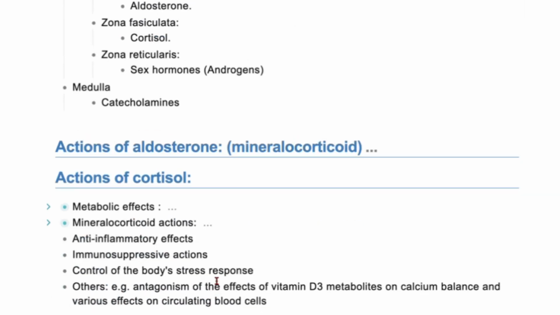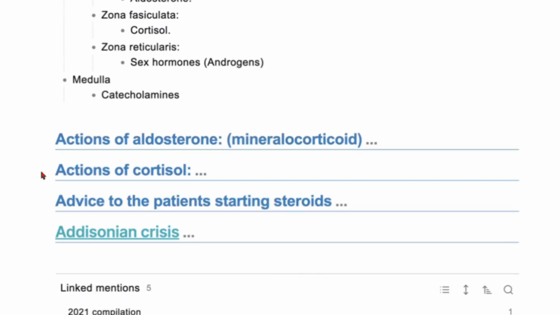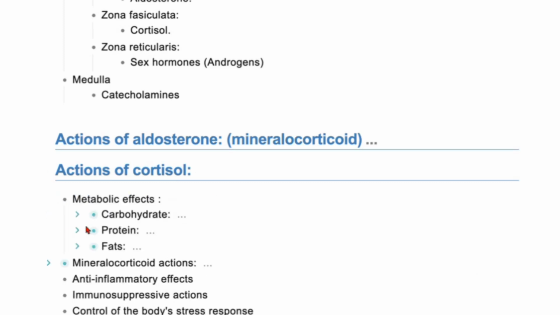and water excretion. Other things are it's increased in stress. So it's a stress hormone. And this is typically done by the HPA axis.